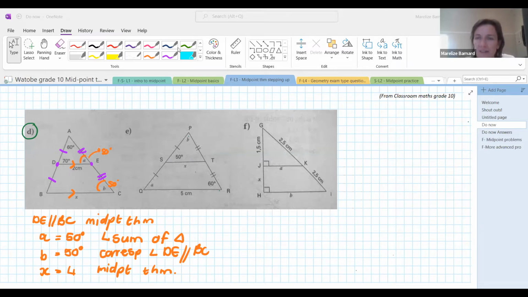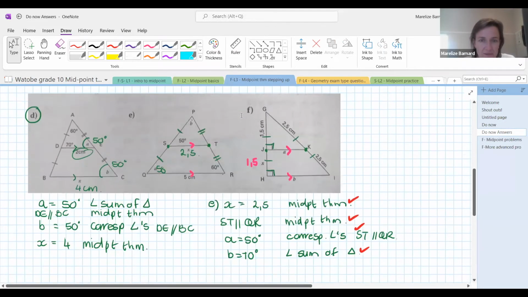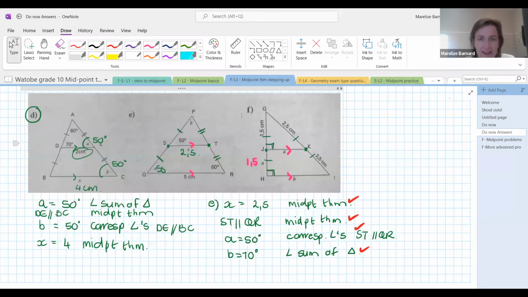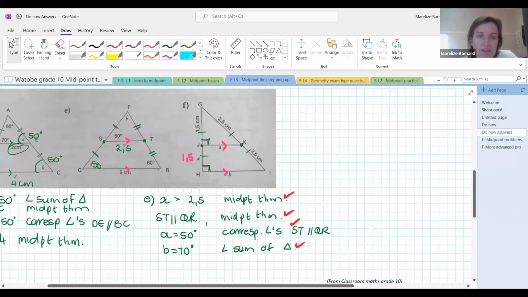Let's have a look. If you are done, I'm going to just switch over to this one so that it goes a bit quicker for us. Okay, so we can start off by saying that, yes, those two lines are equal, PS and SQ, and PT and TR. So S and T are midpoints. So ST is parallel to QR. Midpoint theorem. And then you can say X will be 2.5 because of the midpoint theorem.